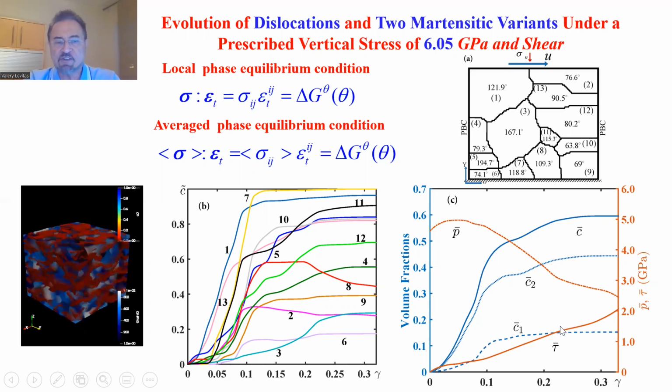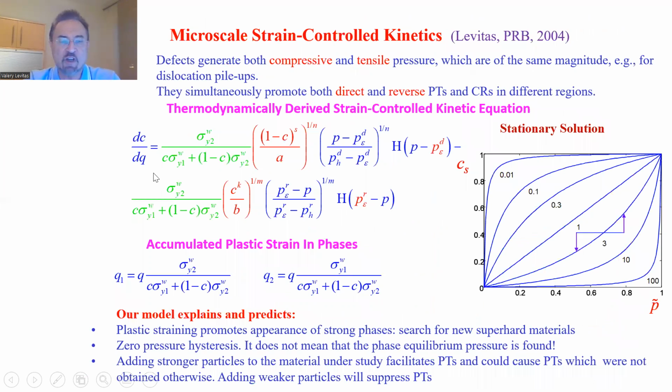And based on this information, we are currently developing a kinetic model for the microscale. But at the moment, we use our old model, which still takes into account all that we learned at the nanoscale. In particular, the effect that stress concentrators generate both compressive and tensile pressure of the same magnitude. That is why they simultaneously promote both direct and reverse phase transition in different regions.